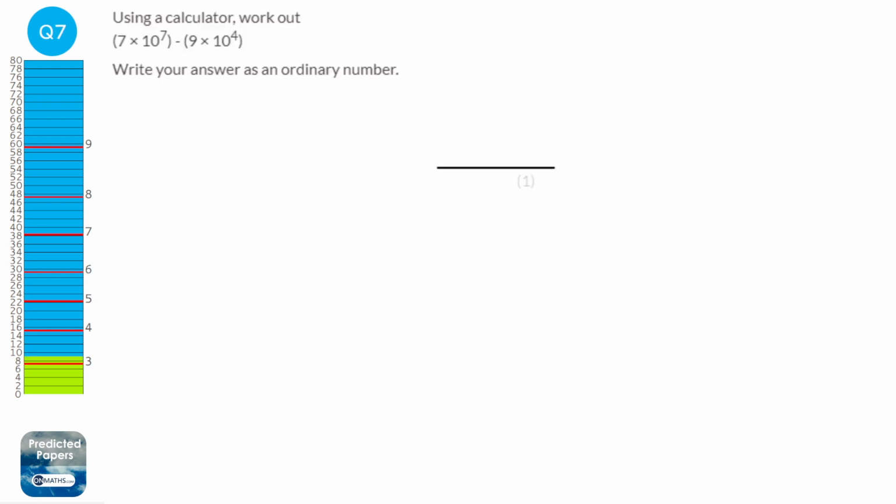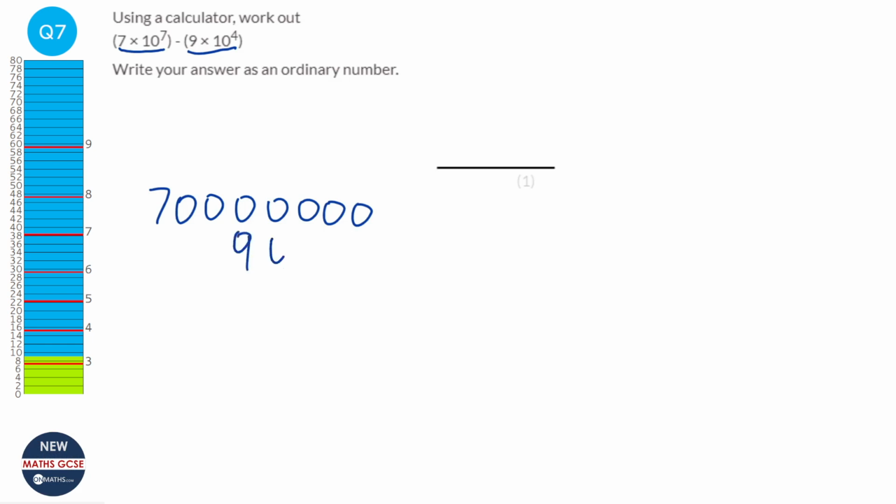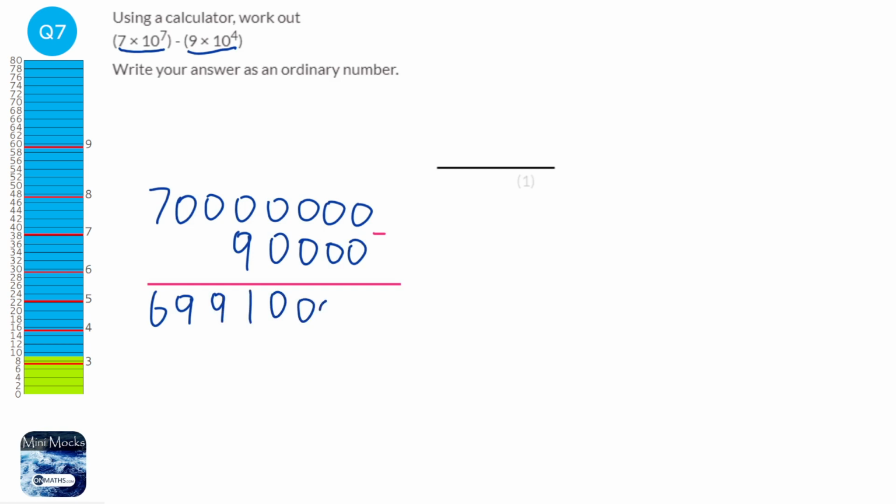So the only way of answering this question is to work out what these are as ordinary numbers. So 7 times 10 to the power of 7 would be 7, 1, 2, 3, 4, 5, 6, 7. And 9 times 10 to the power of 4 would be 90,000. So that would be 9, 0, 0, 0, 0. And so we're just subtracting them like that, and so we'll get 6, 9, 9, 1, 0, 0, 0, 0.